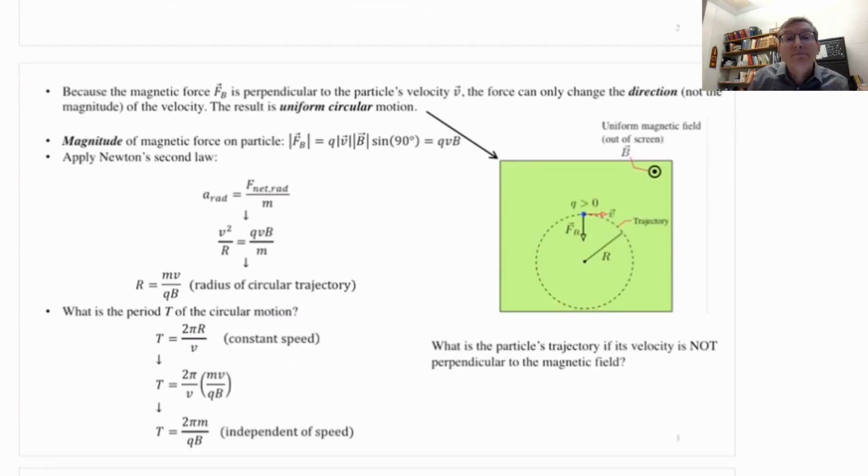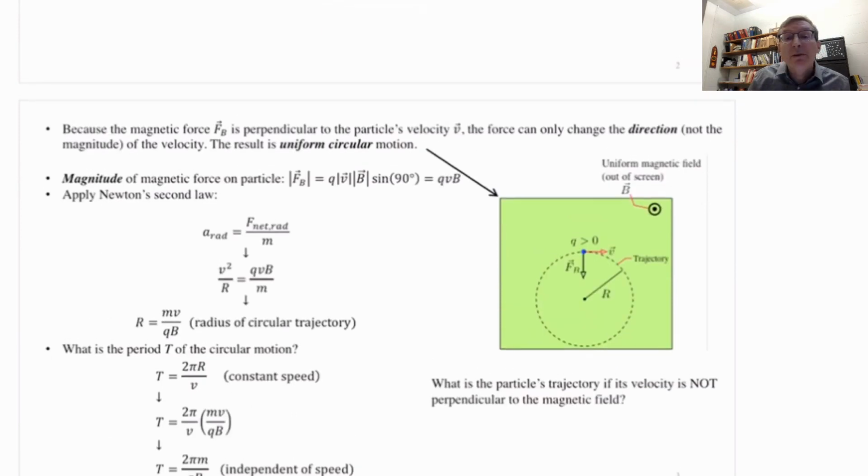You get a circle. And the force is always towards the center, and the velocity is always tangent to the circle. And that's exactly what gives you uniform circular motion. Remember last semester? All right, so the magnetic force Fb is perpendicular to the particle's velocity. So the force can only change the direction, not the magnitude of the velocity. When the force is perpendicular to the velocity, therefore the acceleration is perpendicular to the velocity, you're changing the direction of the velocity, not the magnitude. The result, uniform circular motion.